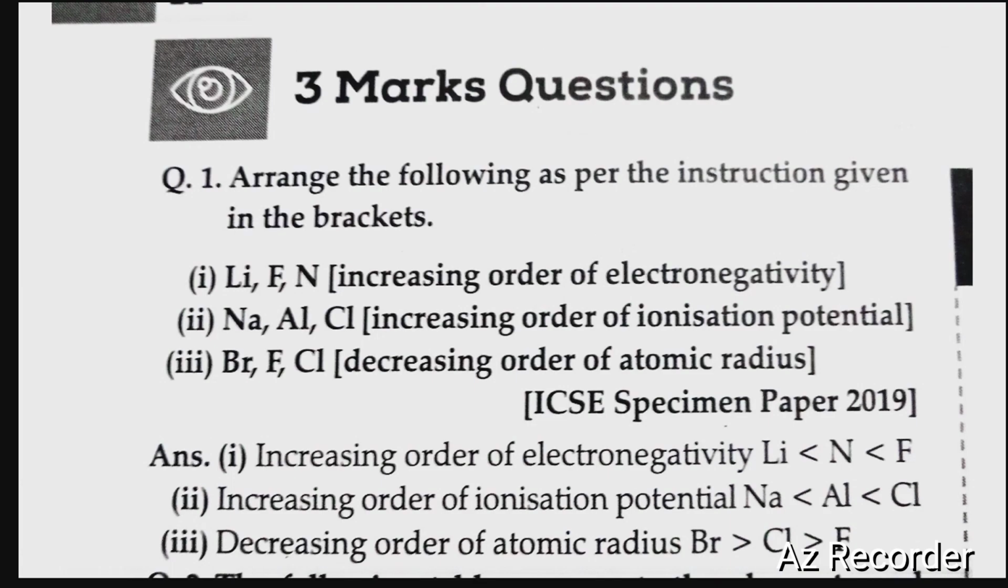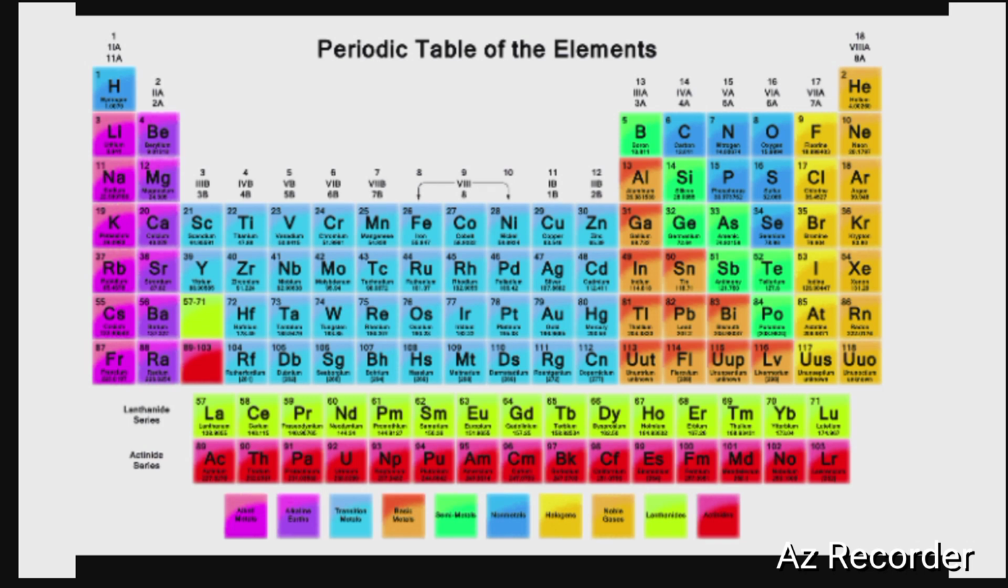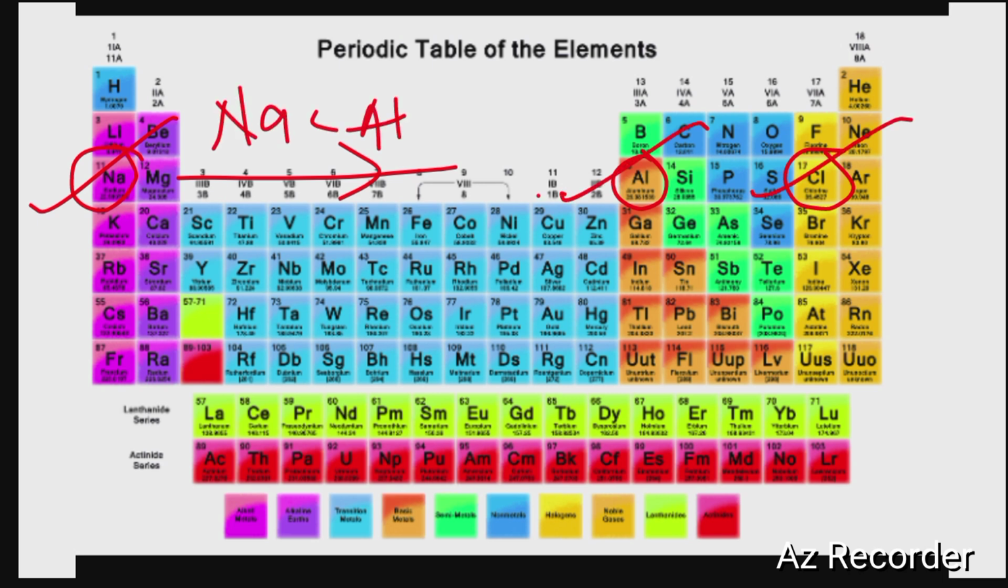Now the next question: we have to arrange sodium, aluminum, and chlorine in increasing order of ionization potential. Let's mark this. This is sodium, this is aluminum, and this is chlorine. Again, these are elements from period 3 of the periodic table. We know that across a period the ionization potential increases because the nuclear charge increases and greater is the nuclear force of attraction on the outermost electrons, as a result of which we have to supply a greater amount of energy to remove the outermost electrons. So the correct order, written in increasing order, is sodium less than aluminum less than chlorine.